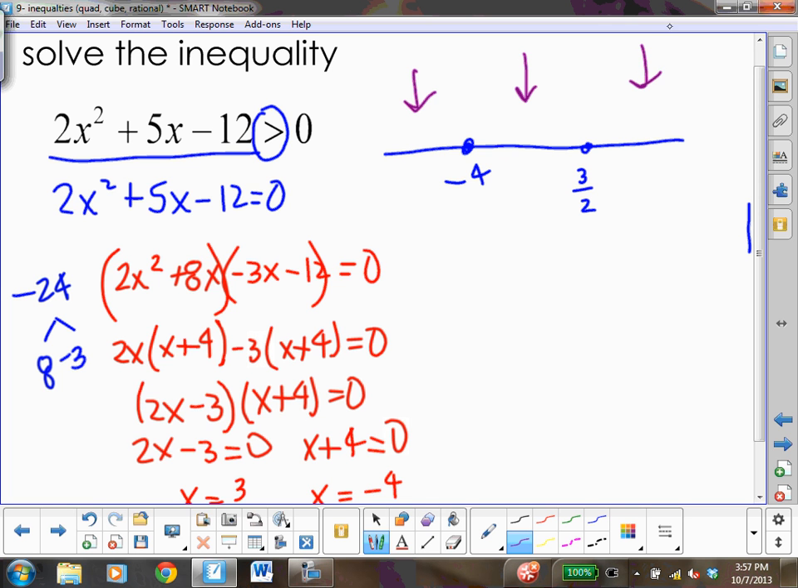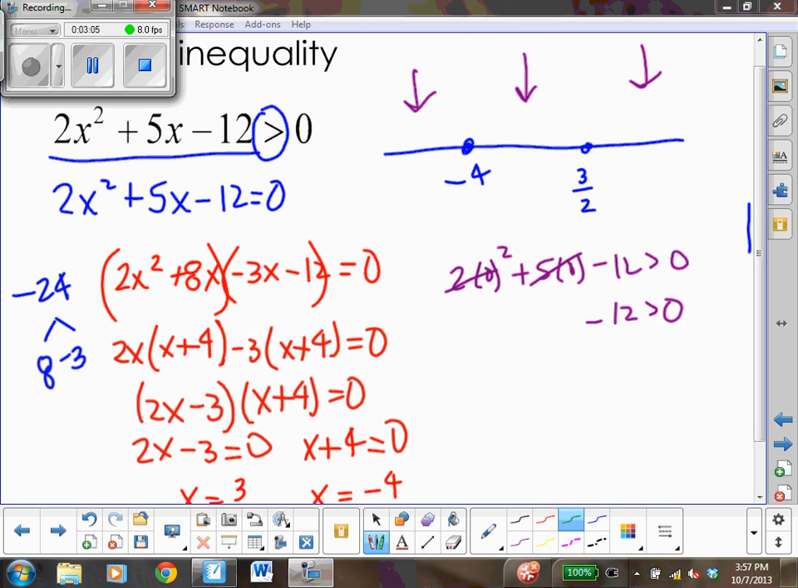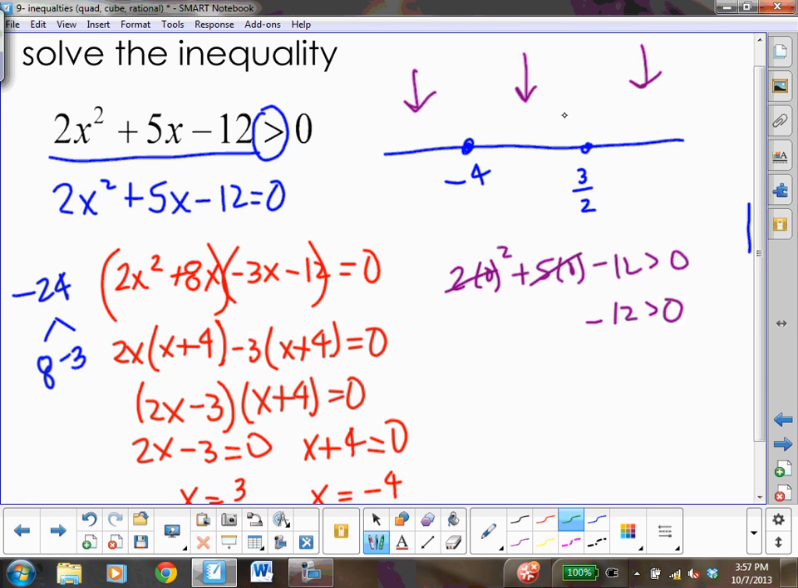And I can pick any number. Often I pick the number that I feel like is going to be easiest to solve. And you don't necessarily have to show all this work when you do it, but I will for example's sake. So I'll start with the middle interval, because that's often the easiest because I can plug in 0. And I want to see if this makes the statement true. So this and this both cancel out, and I'm left with negative 12 is greater than 0, which is not true. So this section from negative 4 to 3 halves is going to be false, or will not be part of my solution.